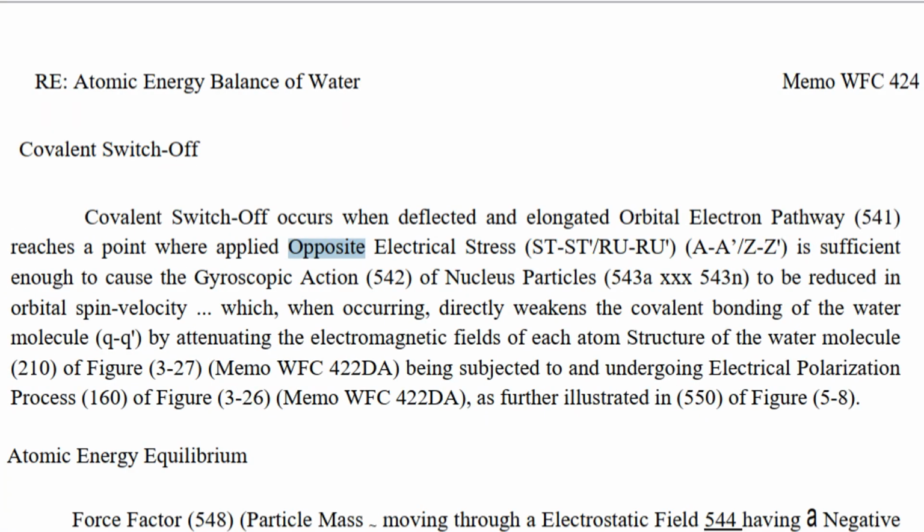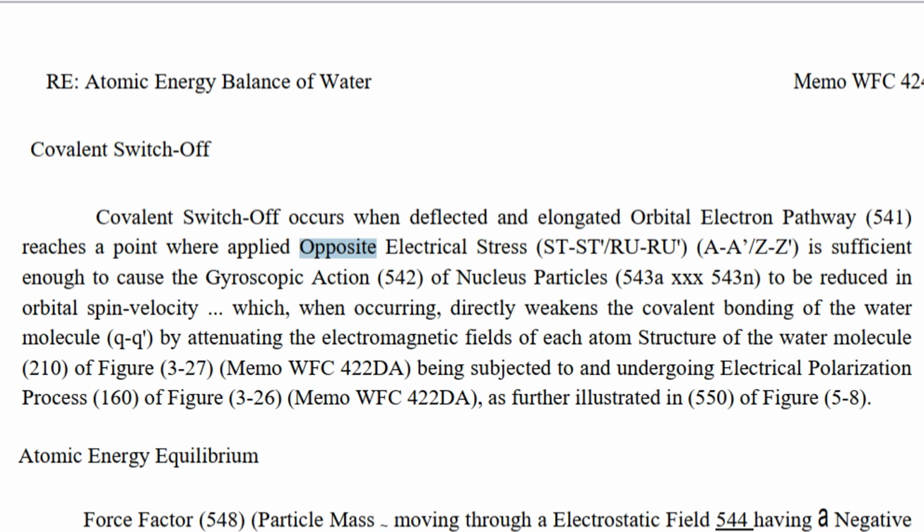Neat. Covalent switch off occurs when deflected and elongated orbital electron pathway reaches a point where applied opposite electrical stress is sufficient enough to cause the gyroscopic action, that's the electrons spinning around the nucleus particles, to be reduced in orbital spin velocity, which, when occurring, directly weakens the covalent bonding of the water molecule by attenuating the electromagnetic fields of each atom structure of the water molecule.